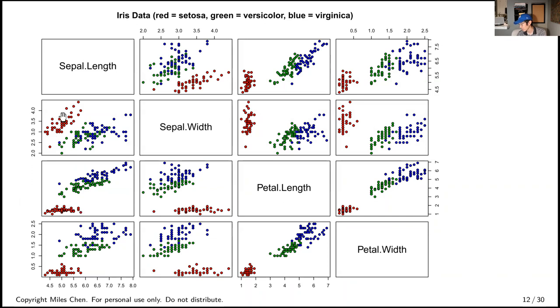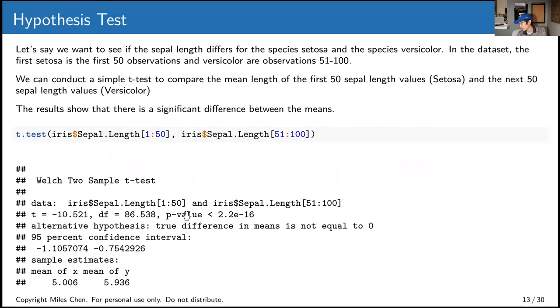So we're asking, is this difference, 5.0 versus 5.94, significant? Looking at the plots here, looking at where red is horizontally on sepal length, it does appear that there are differences. So yeah, we get a p-value of pretty much zero, a test statistic of -10.5, 10 standard errors away from the mean. We have strong evidence that the difference exists.